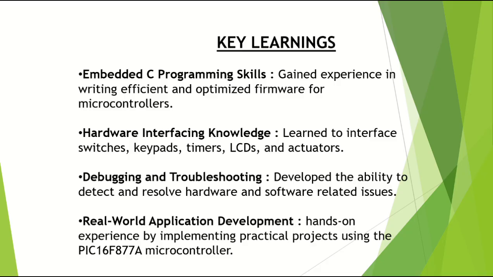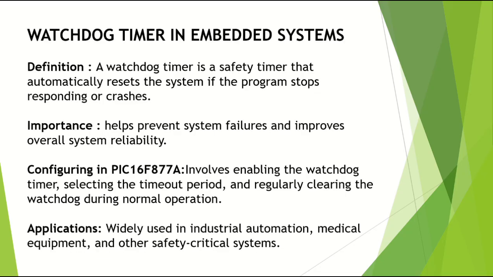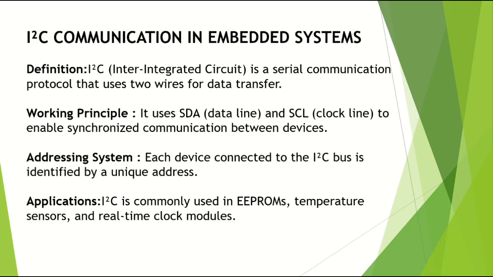I2C communication in embedded systems. I2C, meaning inter-integrated circuit, is a serial communication protocol that uses two wires for data transfer. It uses SDA and SCL to enable synchronized communication between devices, and each device connected to the I2C bus is identified by a unique address. I2C is commonly used in EEPROMs, temperature sensors, and real-time clocks.